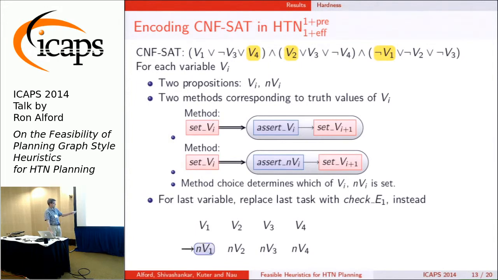So this will just step through an example run. Here we're setting not v1, or the proposition corresponding to it, setting v2, setting not v3, and setting v4. So this would be a satisfying assignment for ours.